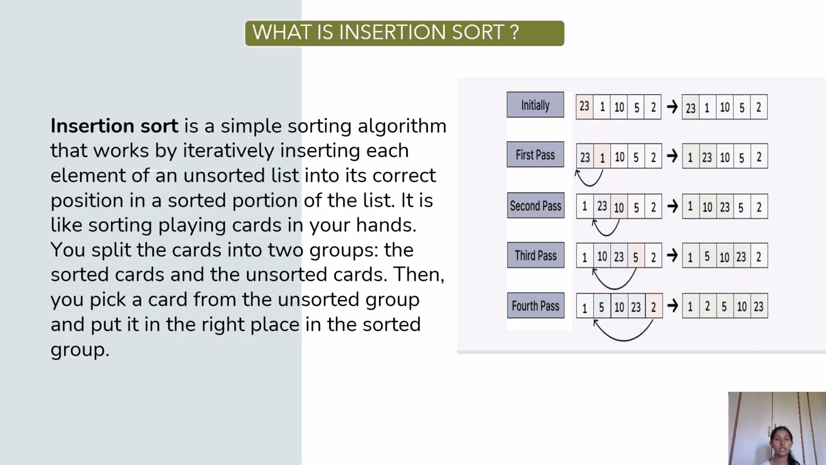So let's see what insertion sort is. Insertion sort is a simple sorting algorithm that works by iteratively inserting each element of an unsorted list into its correct position in a sorted portion of the list. It is like sorting playing cards in your hands. You split the cards into two groups, the sorted cards and the unsorted cards. Then you pick a card from the unsorted group and put it in the right place in the sorted group.